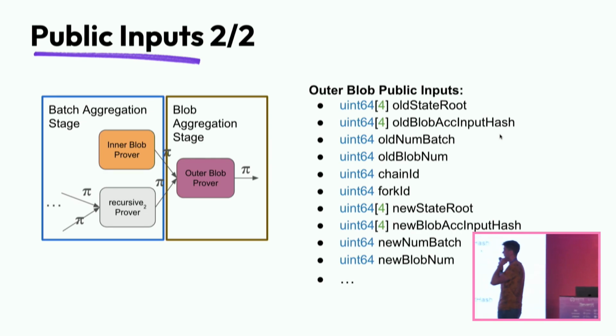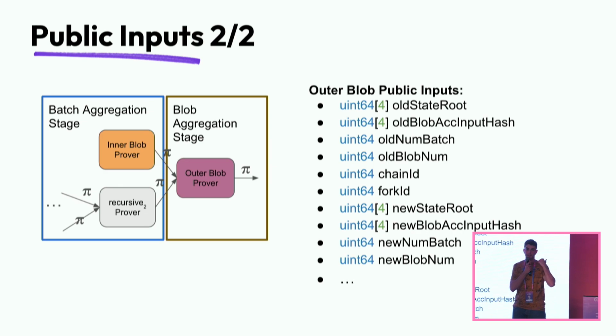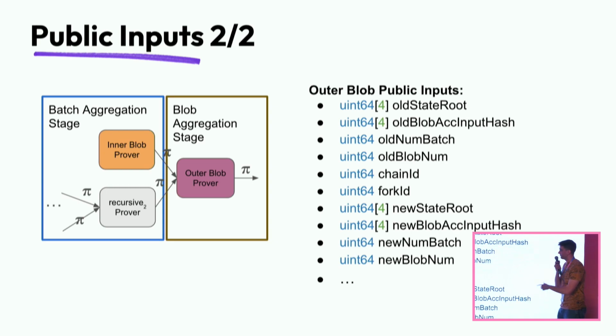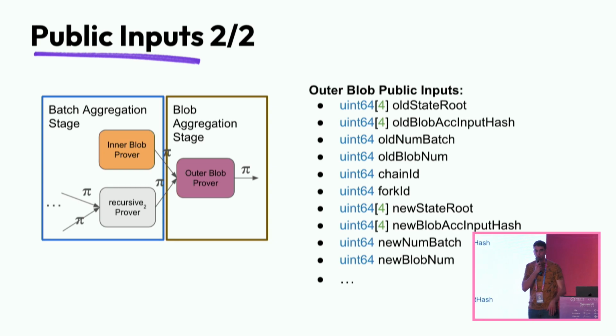Okay, and in the inner blob we have all the public input related to the blob itself. But then here in the outer blob part, we have public input not only related to the blob, but also to the set of patches that you are approving. So here, for example, you can see that we again have the block accumulated input hash, but we also have the state root, the new one and the old one. It's basically the state changes that you encounter when you process all the transactions inside the blob.